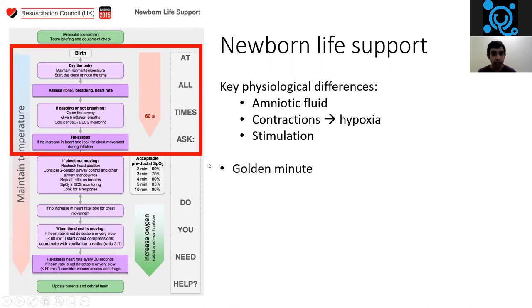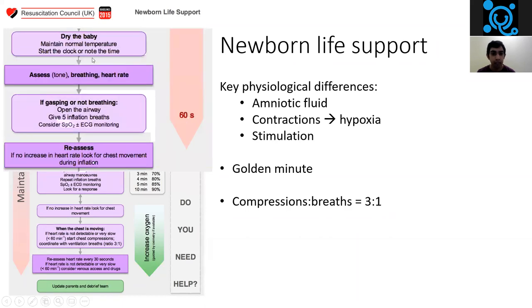Okay. And the thing from this algorithm you need to know really well is the first 60 seconds here, the golden minute. Okay. And the key difference between neonatal life support and all the other forms of CPR is that your compressions to breaths ratio is 3 to 1. Okay. A neonatal baseline heart rate is really high. It's well above 100. You still try and apply your compressions at 100 to 120 beats a minute. But in addition to them having a high heart rate at birth, they also have a much higher respiratory rate compared to the normal of around 12 in adults, which is why you also need to have a much tighter ratio between compressions to breaths.